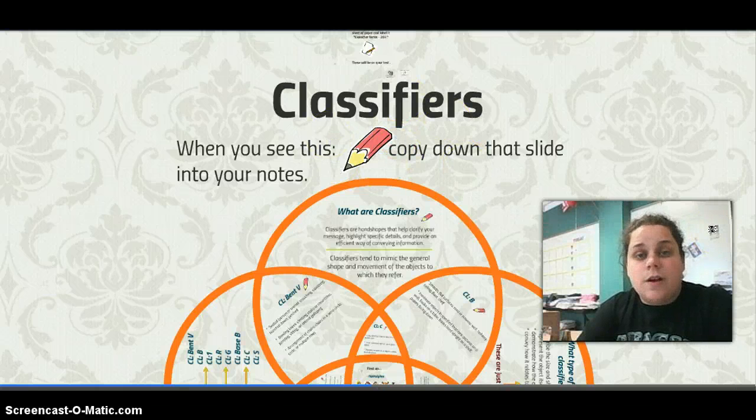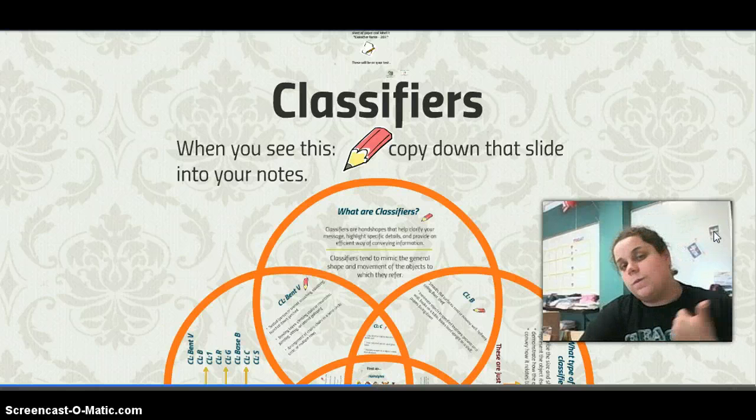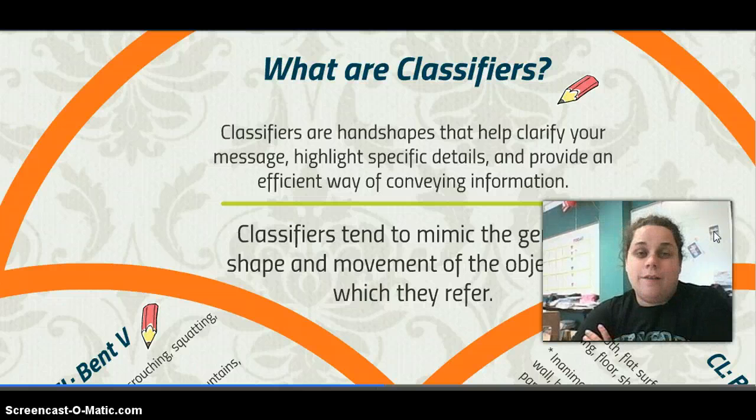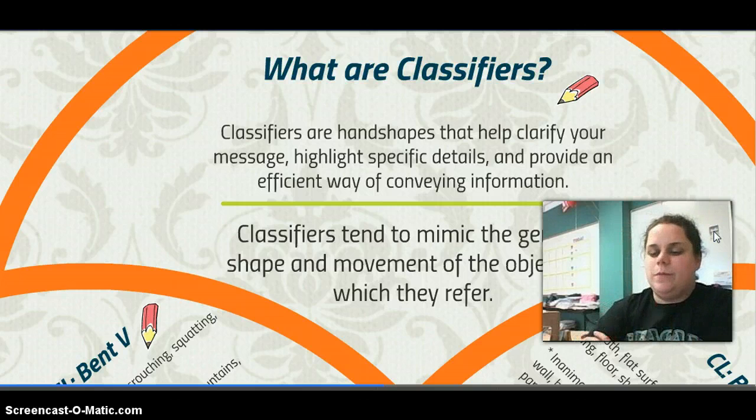You can pause the video so you have enough time to write, and I'm going to be signing some stuff while we talk. Classifiers. What is a classifier? A classifier is a handshape that you have to give context. Without saying what it is you're talking about, that classifier does not make sense, so you can't use it by itself. They tend to look like or represent the shape of the object or how it moves. They show details and are a really easy way to convey extra information.